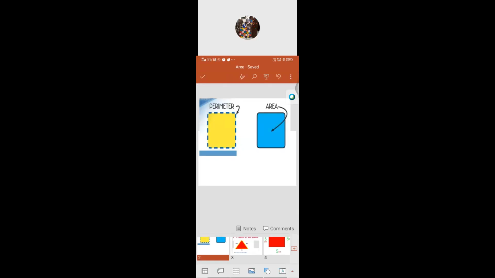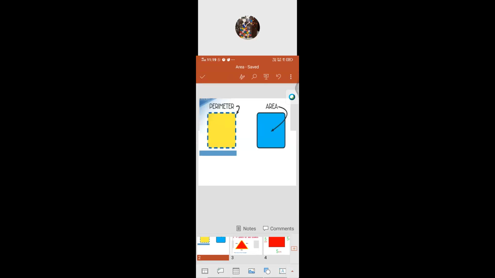So last class, at the end of the session, we discussed perimeter. Recollect. What does perimeter mean? The perimeter of a figure is the distance around the figure. So how will you calculate that?